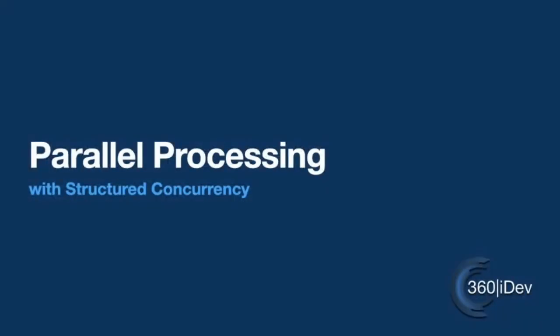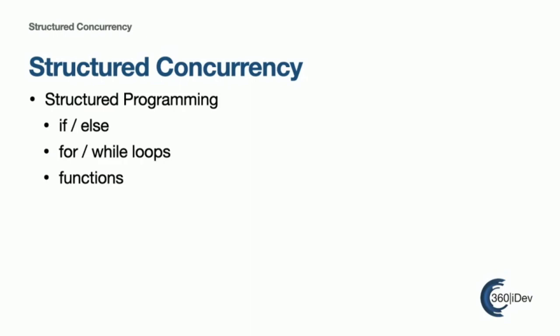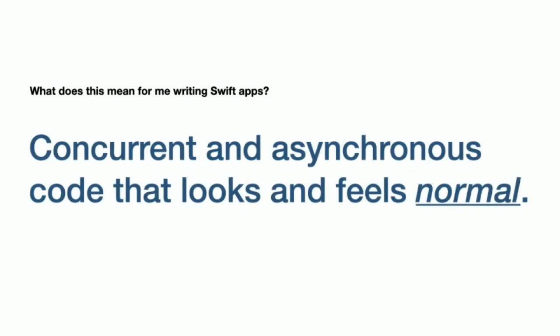So let's move on to another feature of Swift 5.5, structured concurrency. Structured concurrency is a programming paradigm, right? And it's analogous to structured programming, something that we already use today. Every if and else, every loop, every function, these are examples of structured programming. They literally give structure to our program, right? So structured concurrency is just structured programming, but with an understanding of concurrency. So the obvious question you should be asking is, what does this mean for you writing Swift apps, right? Well, you can now write concurrent and asynchronous code that looks and feels normal, just like normal synchronous procedural code.